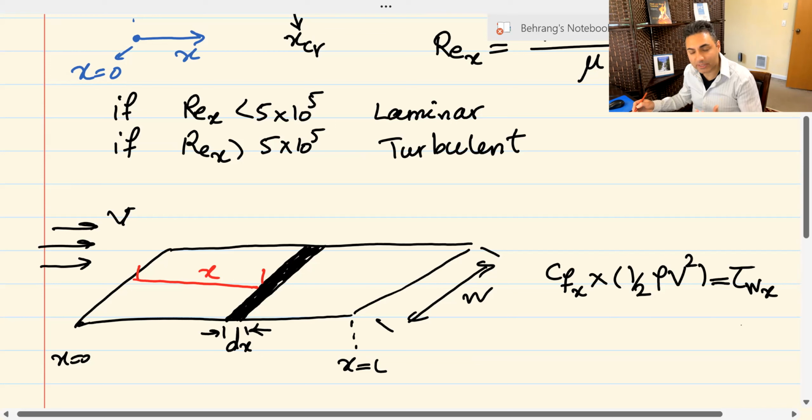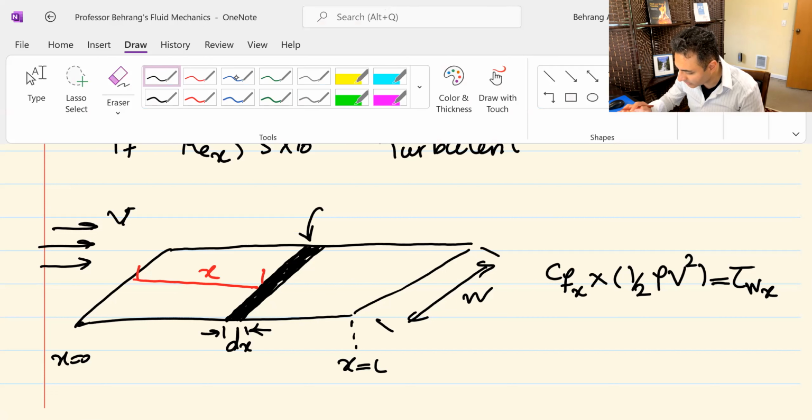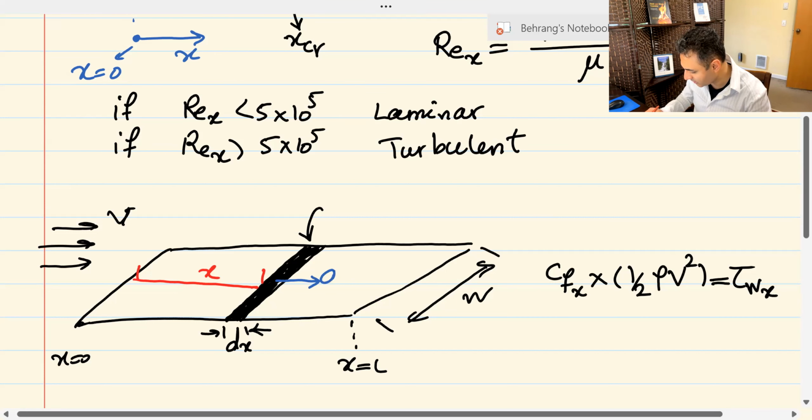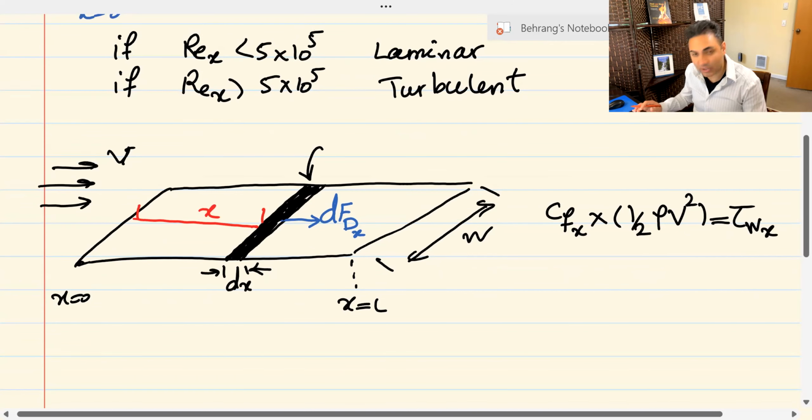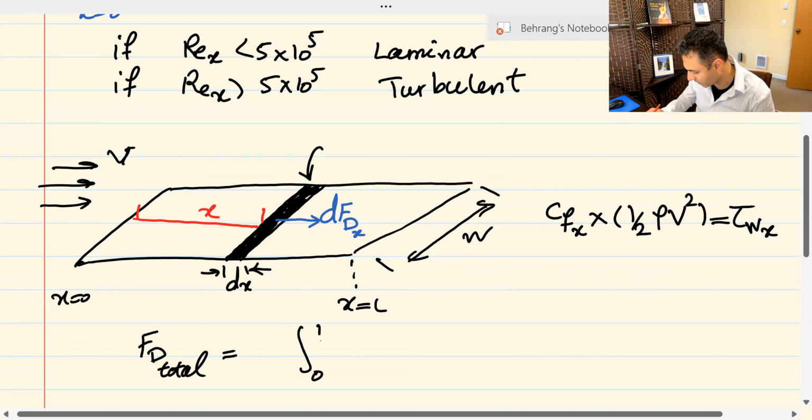This is the local shear stress on this strip, on that strip, which will cause a local, very small amount of dF drag at point x, like this. That's dF drag at x. If somebody wants to find the total drag force over the whole plate, basically you have to take the integral. The total drag force on the plate would be the integral from 0 to L of dF.